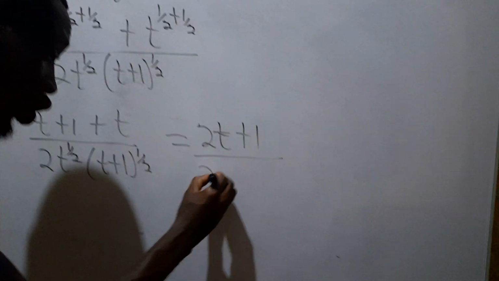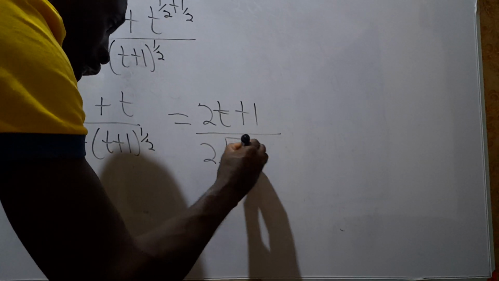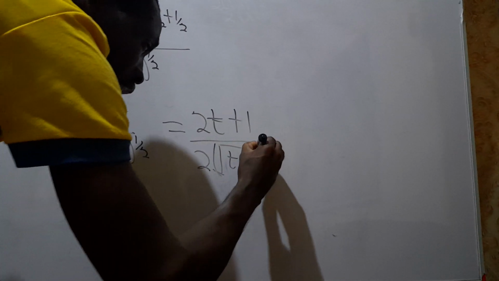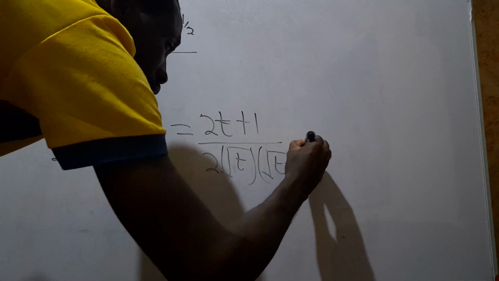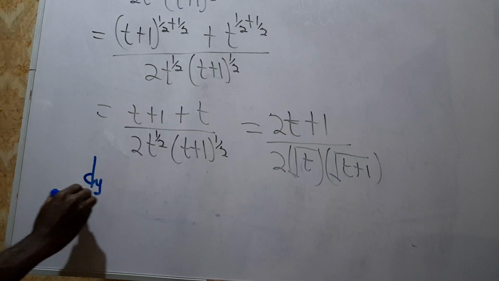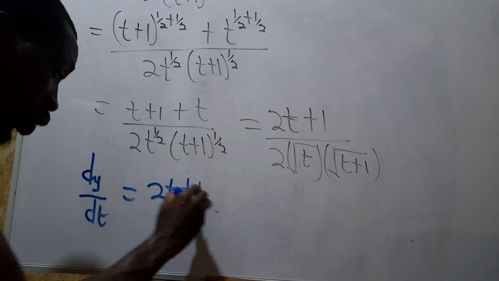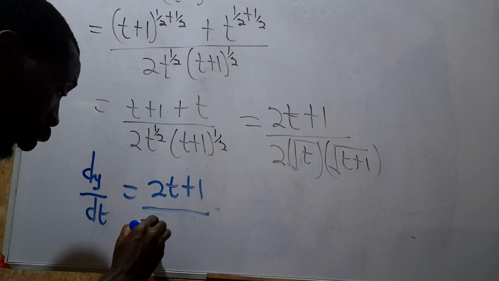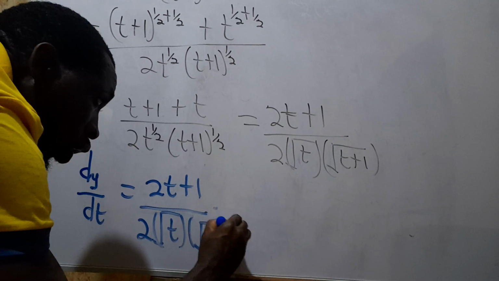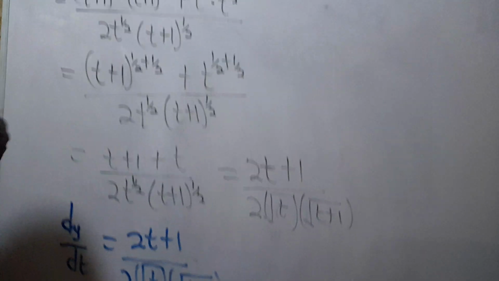over 2. Then this t exponent half can be written as the square root of t. Then the t plus 1 exponent half can also be written as the square root of t plus 1. So we can conclude that our dy over dt is equal to 2t plus 1 all over 2 the square root of t times the square root of t plus 1. This actually is 7 marks question.